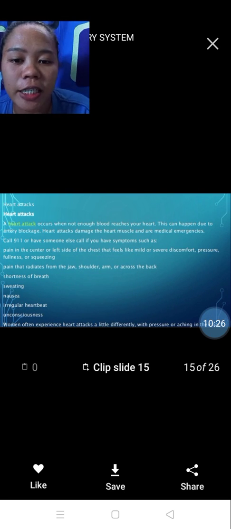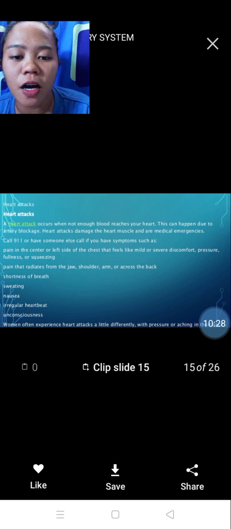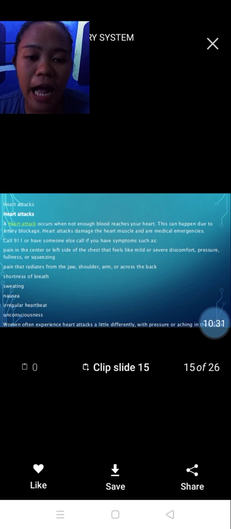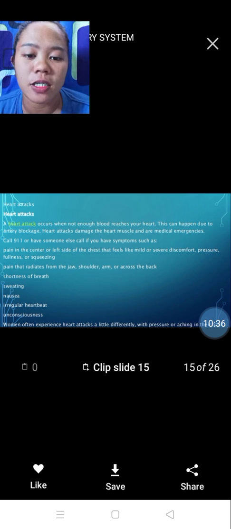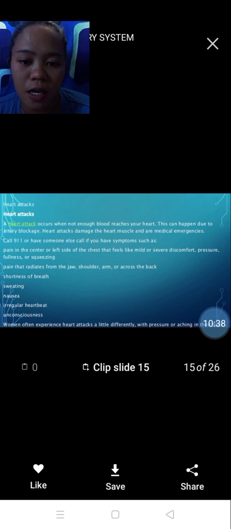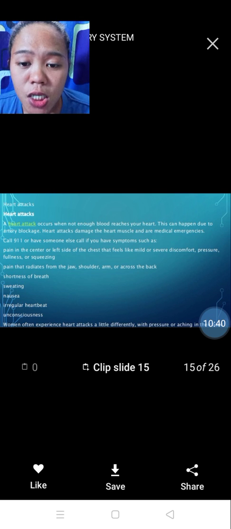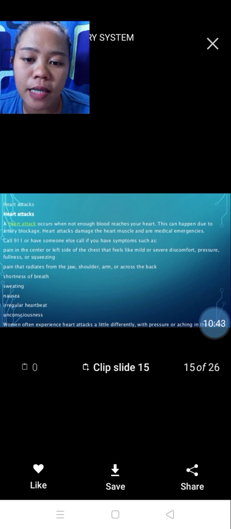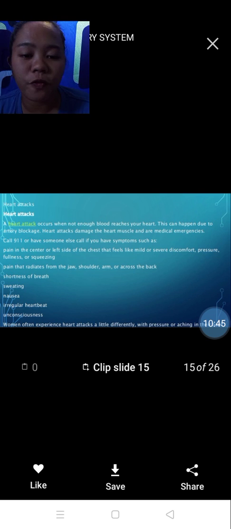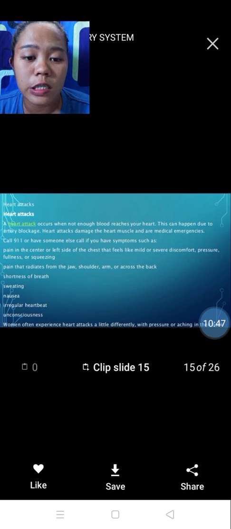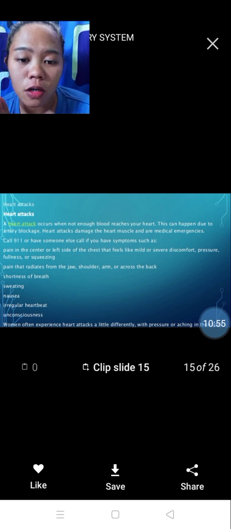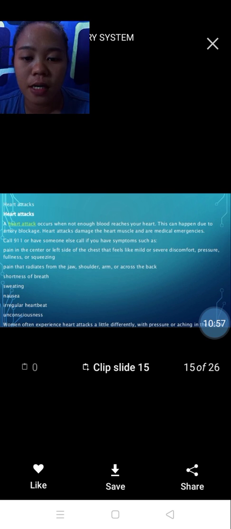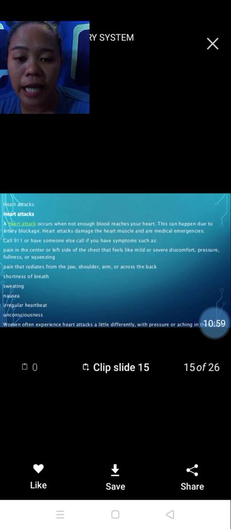We have here the heart attack. It occurs when not enough blood reaches your heart. This can happen due to artery blockage. Heart attacks damage the heart muscles and are medical emergencies. Symptoms include pain in the center or left side of the chest that feels like mild or severe discomfort, pressure, fullness, or squeezing, and pain that radiates from the jaw, shoulder, arm, or across the back. Yan po yung symptoms ng heart attack.